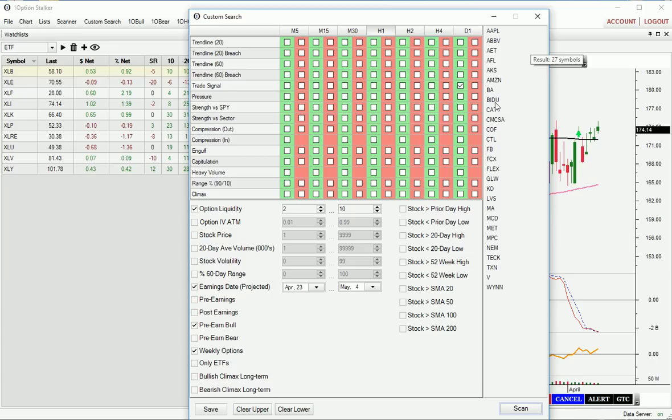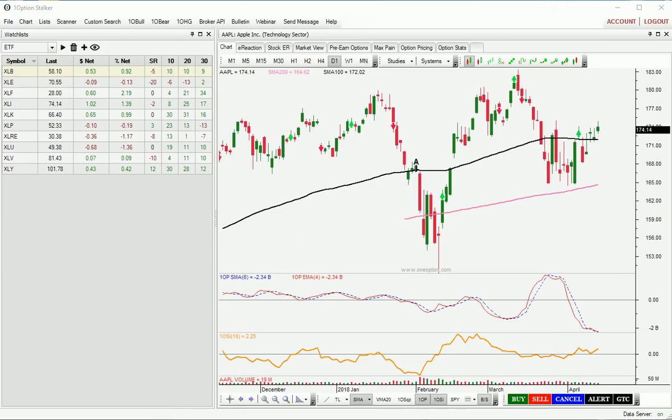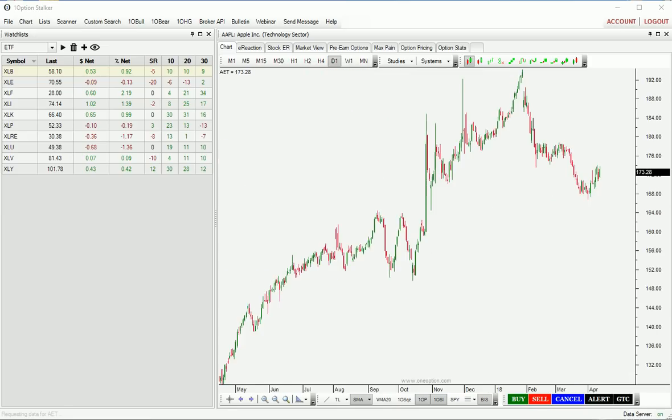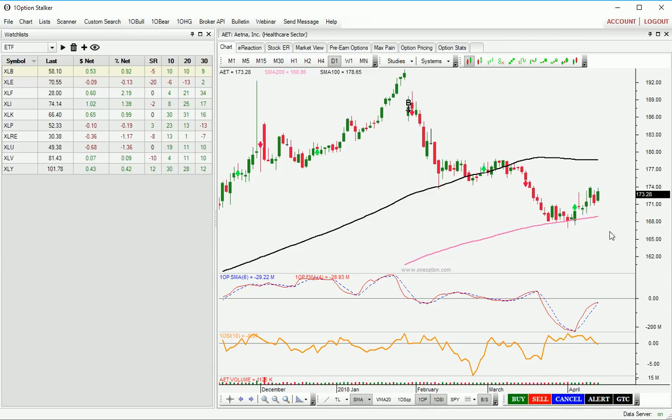Baidu might be an interesting one to take a look at. Facebook, McDonald's. Let's do a couple of them. Let's see if we can find another one. All I had to do was modify the search, and that quickly it's done. And I love this right here. This is right down on that 200-day moving average.